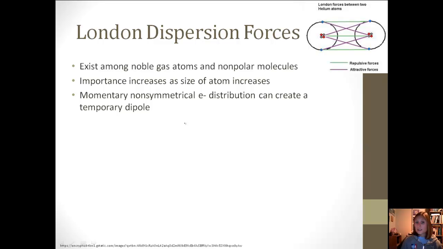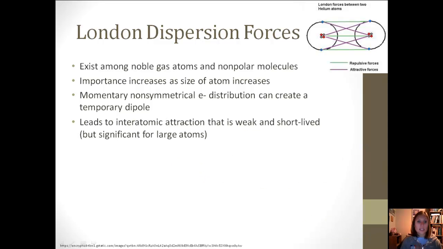Momentary non-symmetrical electron distribution can create a temporary dipole. So if you think about how the electrons are always moving within the bonds, between bonds, if all of a sudden we have this non-even electron spread, then we're going to get a temporary dipole, right? Because you have more electrons on one side than the other. And this can lead to interatomic attraction that is weak and short-lived.